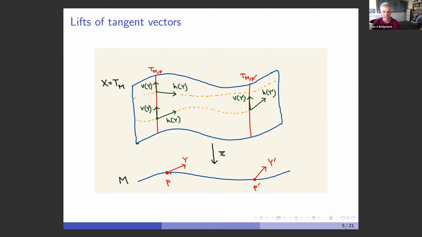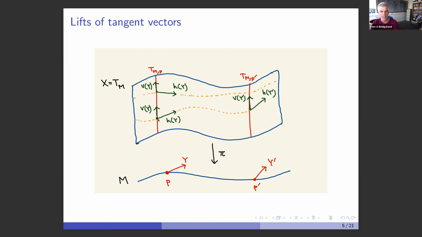So what this connection is doing for me is that if I have a tangent vector downstairs, I can lift it upstairs to something which projects back down to here. That's why this map was a splitting. So by h of y, I mean this connection applied to the tangent vector y. It gives me a tangent vector to x, which pushes back down to that.